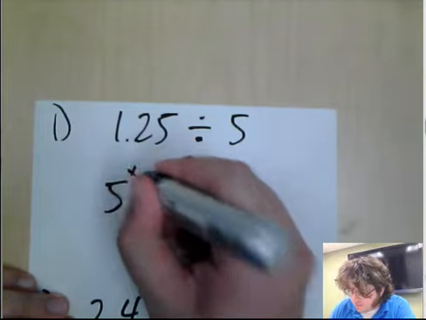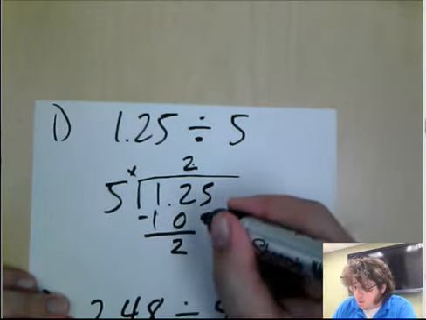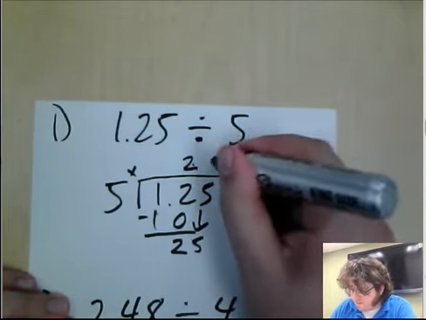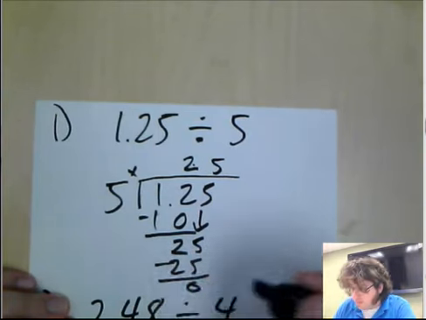2 times 5 gives me 10. Subtract gives me 2. Now I need to bring down the 5. Give me 25. 5 goes into 25 5 times. 5 times 5 is 25. Minus to give me 0.